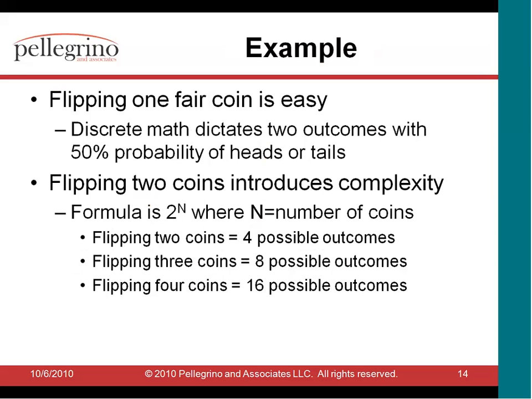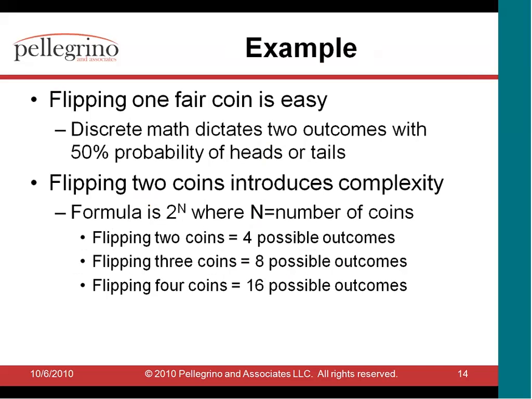So you flip one fair coin. It's fairly easy. The discrete math dictates you have two outcomes, 50% probability of heads or tails, and if you flip that coin 1,000 times or 10,000 times, on average you're going to see about half of them are going to be heads, half of them are going to be tails.